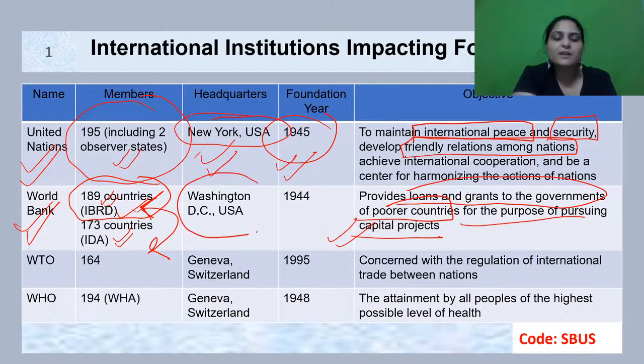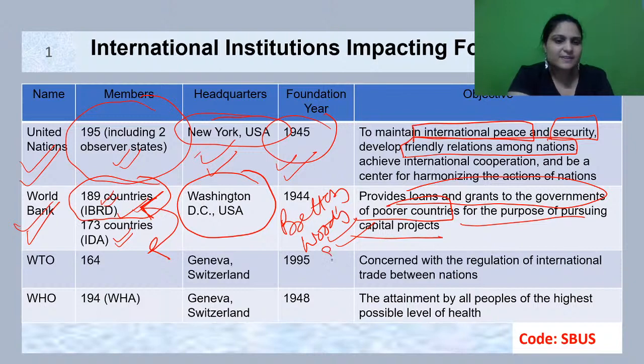Its headquarters are in Washington, D.C., USA, and it came a year before the World War ended. It's a part of the Bretton Woods system. In fact, this and the IMF are known as the Bretton Woods sisters. Okay, they were founded there.